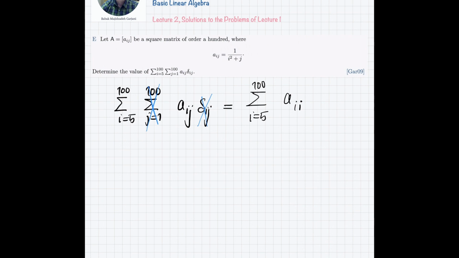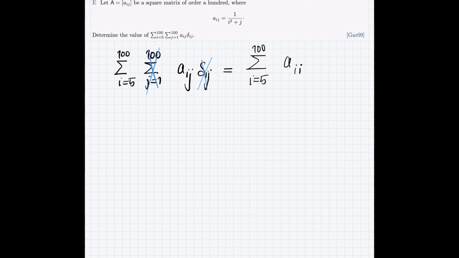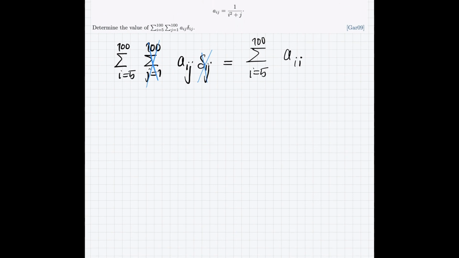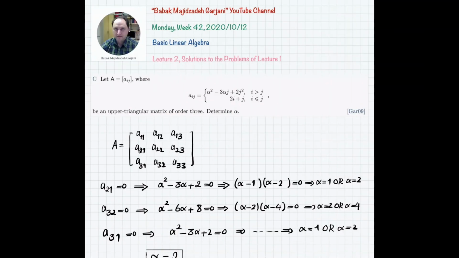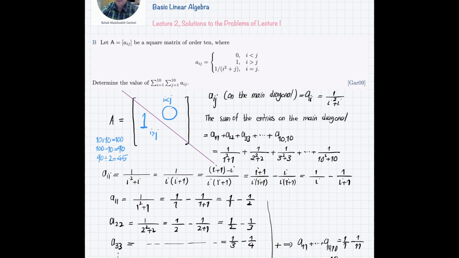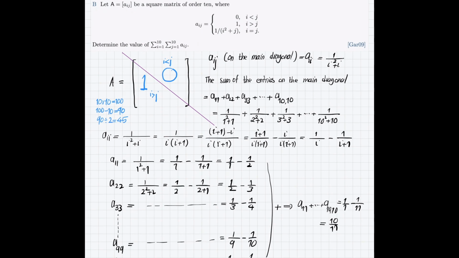So what I need to do is just calculating this sigma. If I want to calculate this sigma, what can I write instead of a_ii? This is a_ij, so a_ii means that I can replace j with i again. So this becomes sigma i goes from 5 to 100, and then this becomes 1 over i squared plus i. But that is exactly the sum that we have in this problem, if you remember. Yes, so that was exactly the way that I calculated this.